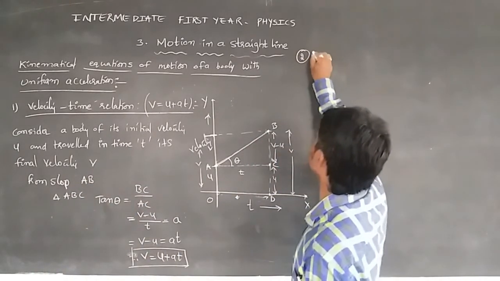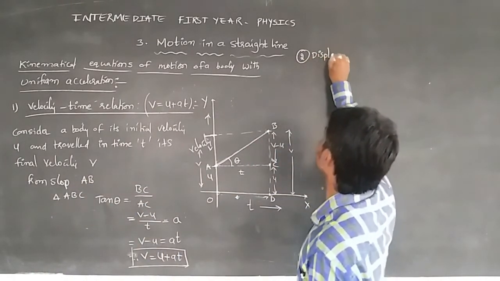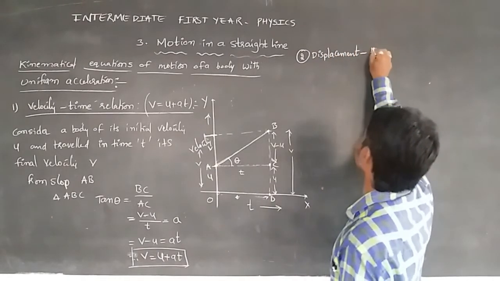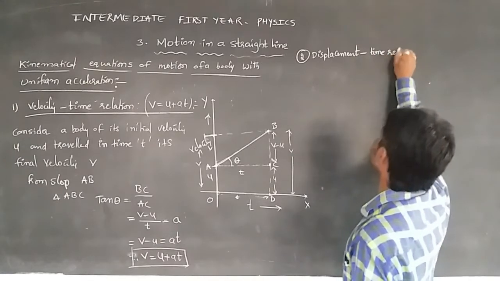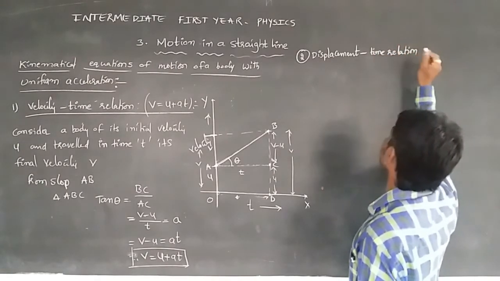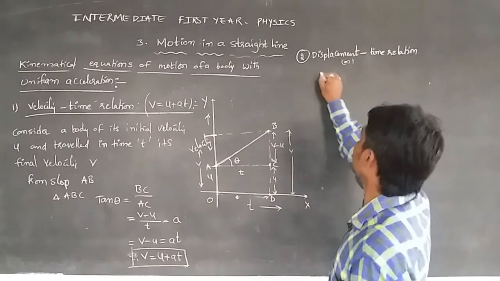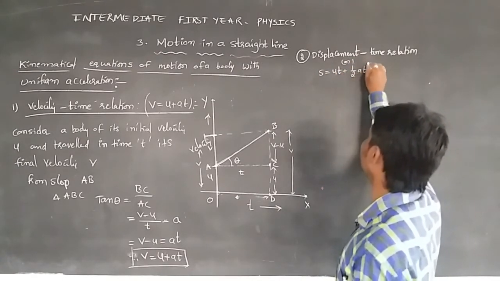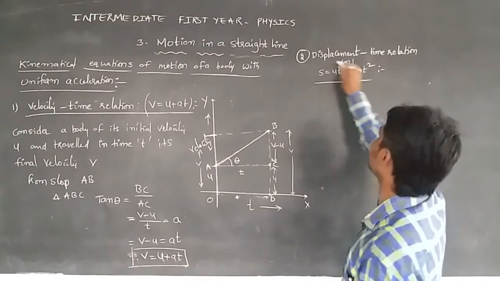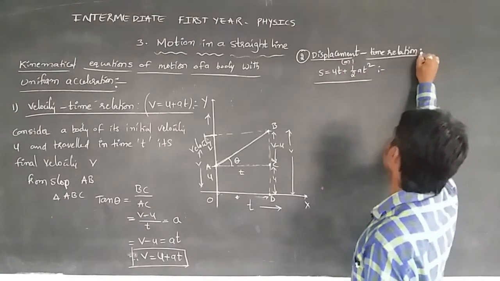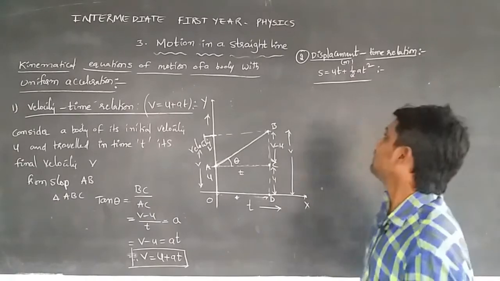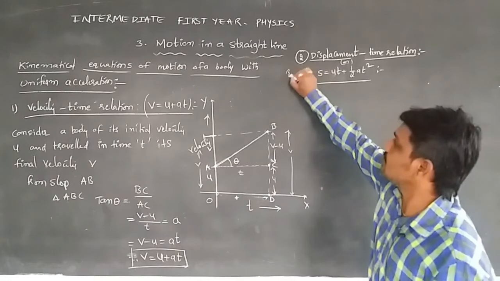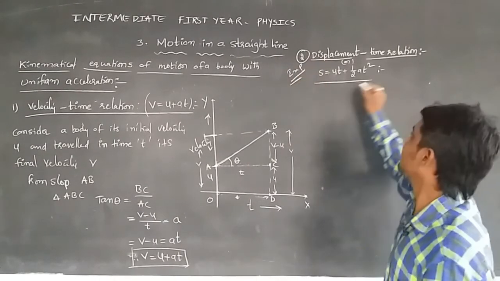The second one is the displacement time relation, that is S is equal to ut plus half at square. This is the most important relation in the public examination. Mostly we get 4 marks for it. This is the most important relation in the public examination.